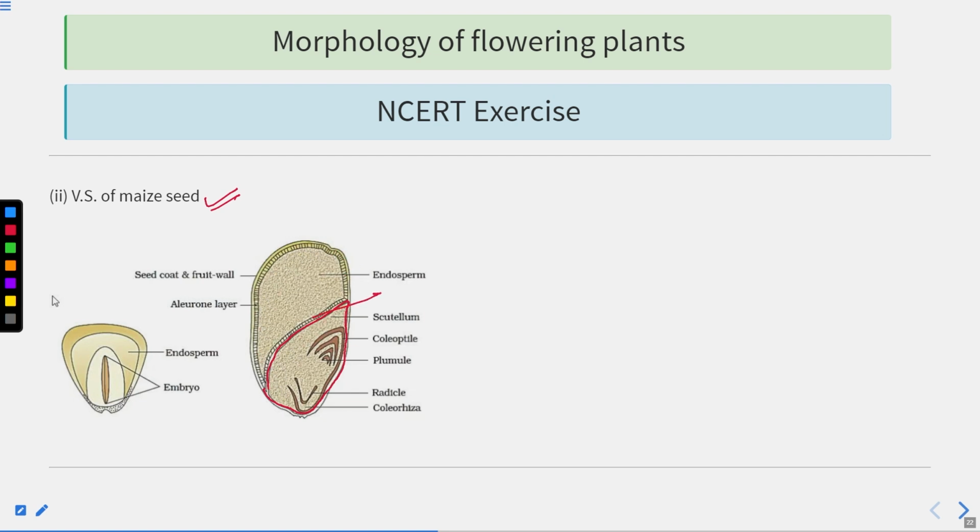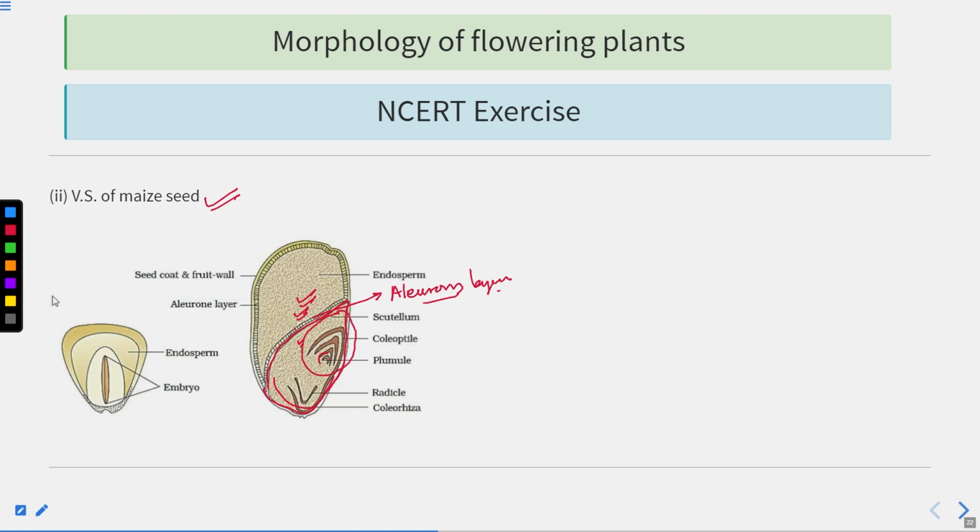Now this aleurone layer is present in between the endosperm and the embryo. This whole portion is called the embryo. There is an aleurone layer in between the endosperm and the embryo, right? This particular part is called the plumule region.